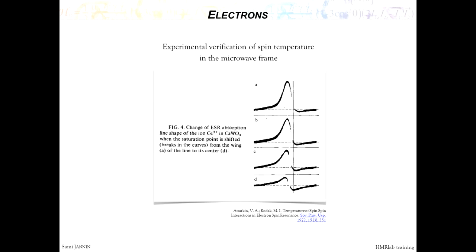It was also demonstrated a bit later by Atsarkin in other systems, cesium 3+ in something. Again, you see this strange line shape here. It was also demonstrated in NMR lines. So if you dig in the literature, you see that in NMR as well.